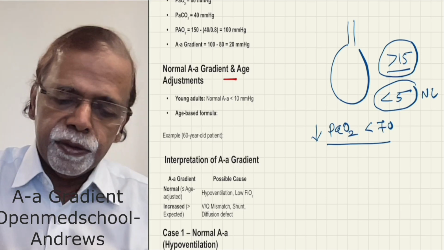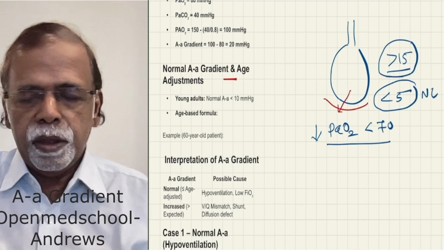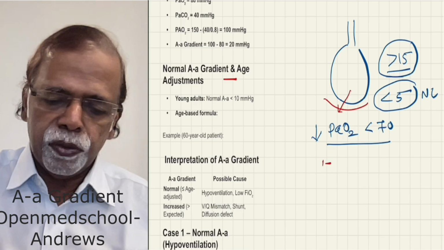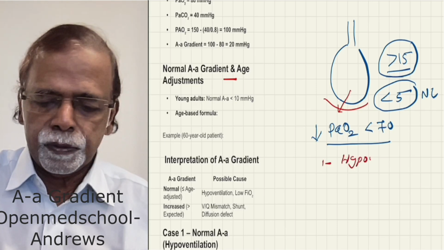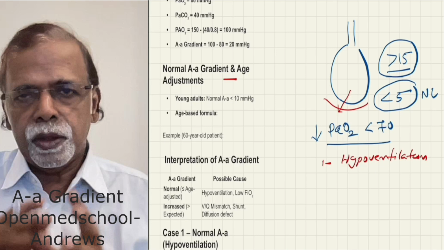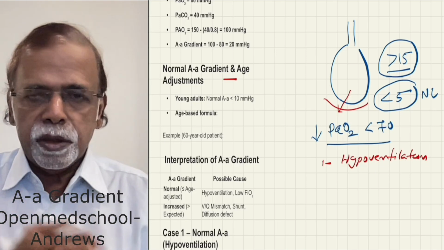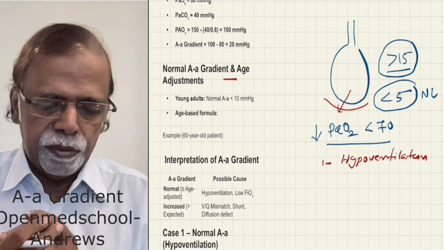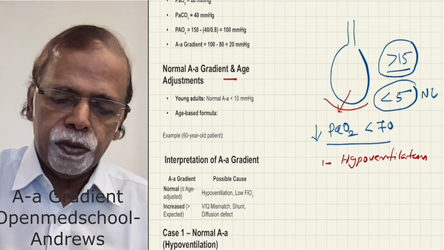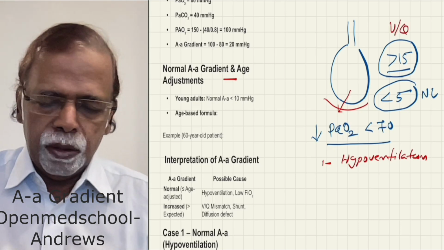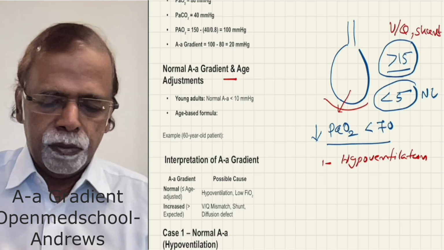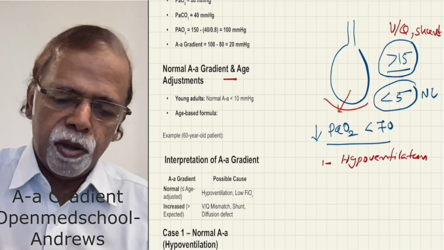Normal AA gradient means the diffusion across the alveoli is normal. So what can be the situation? The classical condition will be hypoventilation. In hypoventilation, the alveolus is normal, so the AA gradient will be normal. Suppose the AA gradient is high, that means there is a ventilation perfusion mismatch, that is VQ mismatch, or it may be due to shunting or diffusion defect, that is a problem with the alveoli.